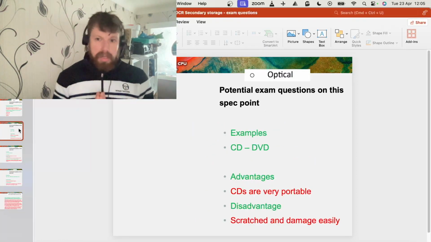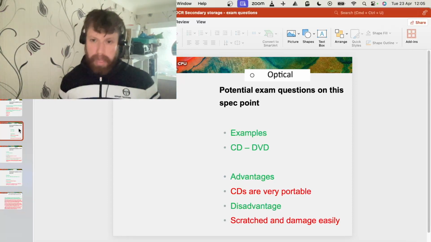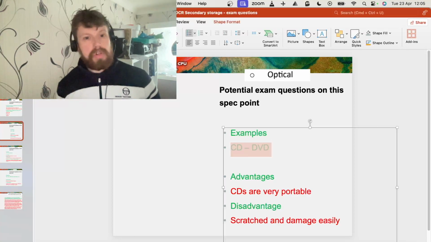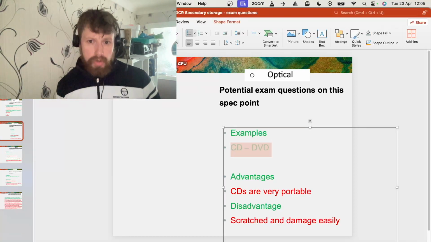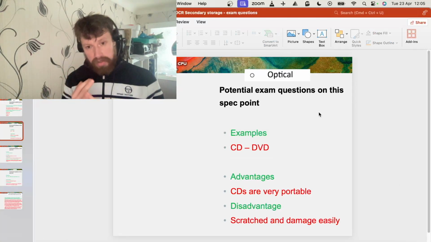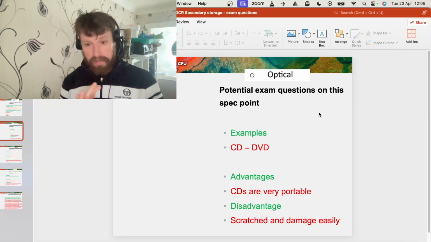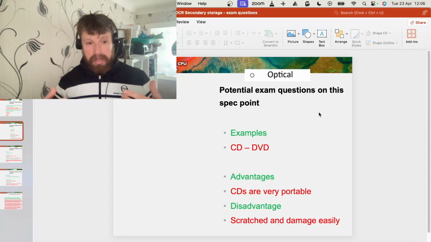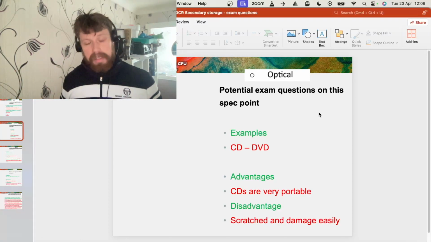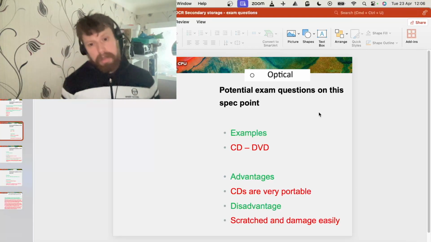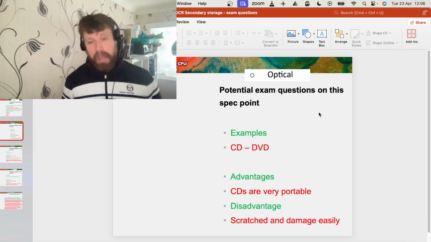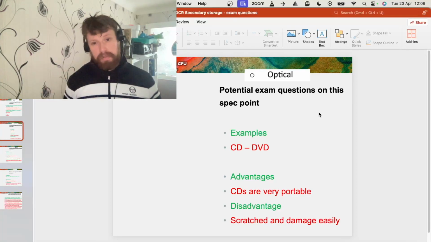Now, for each of these, optical, magnetic, and solid state, as I said, most efficient way possible, I want you to think about having an example, having an advantage, and having a disadvantage of each of these. And then we're going to relate this at the end to a longer style 8 mark question. The reason for this is that to get the top marks on the 8 marker, you only need to have 1 advantage and 1 disadvantage for each of these. So we're trying to do it in the most efficient way possible.